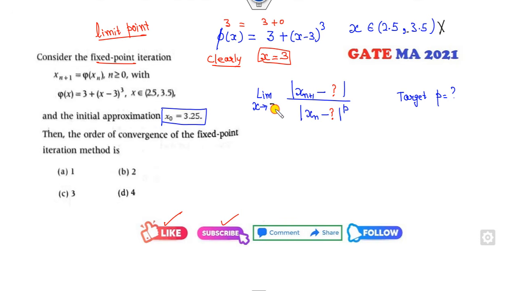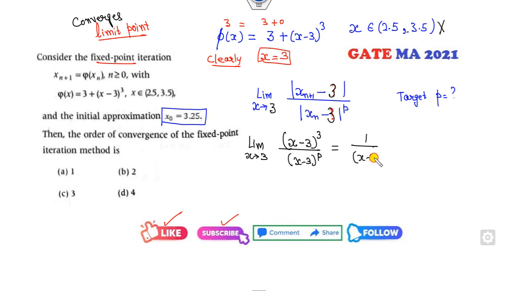So once you get the limit point 3, the fixed point iteration converges to the limit point. Now substitute what is given to you, x_n minus 3. If you substitute at this point, (x_n minus 3) divided by (x_n minus 3) raised to power p, it will be (x_n minus 3) raised to power 3 minus p. Then we will get the order of convergence. So my target is to find the p for which the limit is finite. This is your target basically.